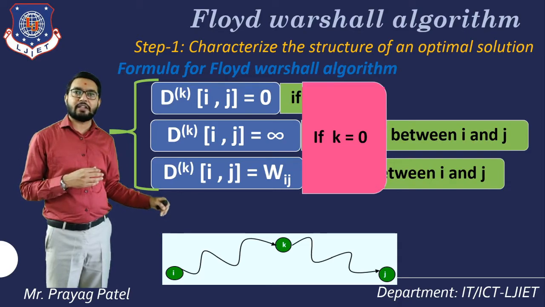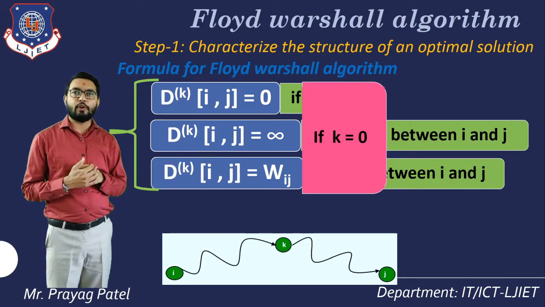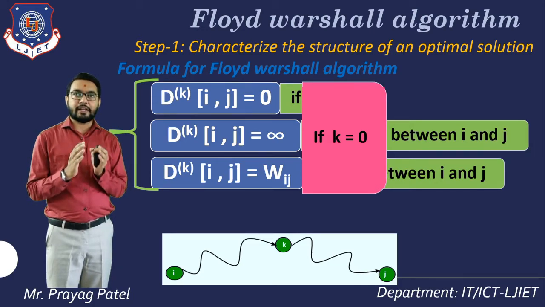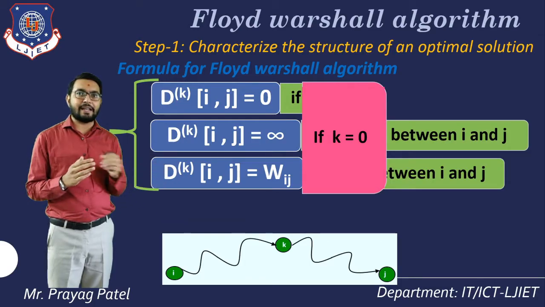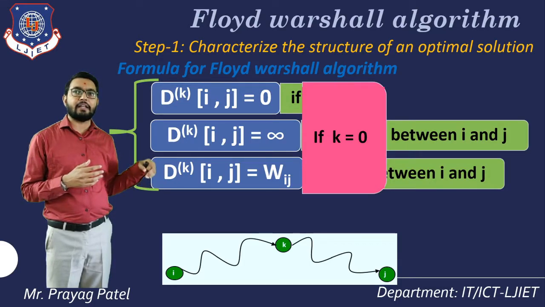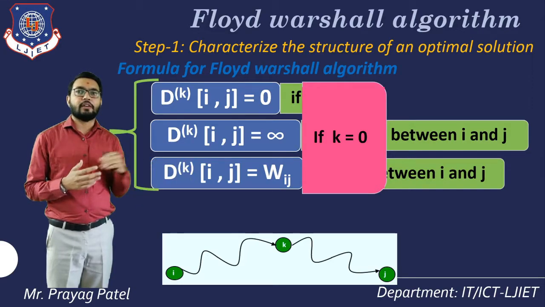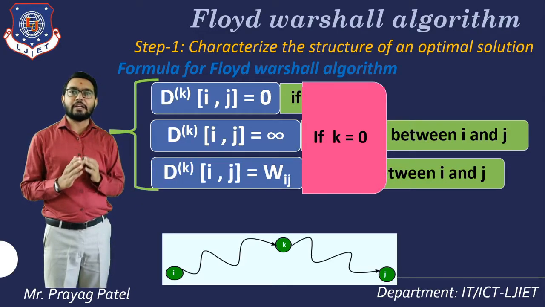In this figure, consider i to j. If you want to find the path from i to j, now consider k as an intermediate node. If you consider k as an intermediate node, then first find the path from i to k, then find the path from k to j. So here consider k as an intermediate node.